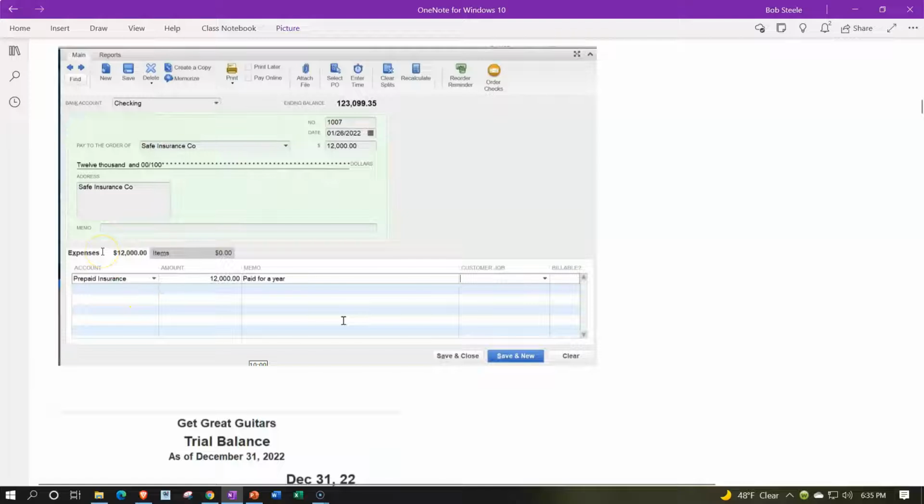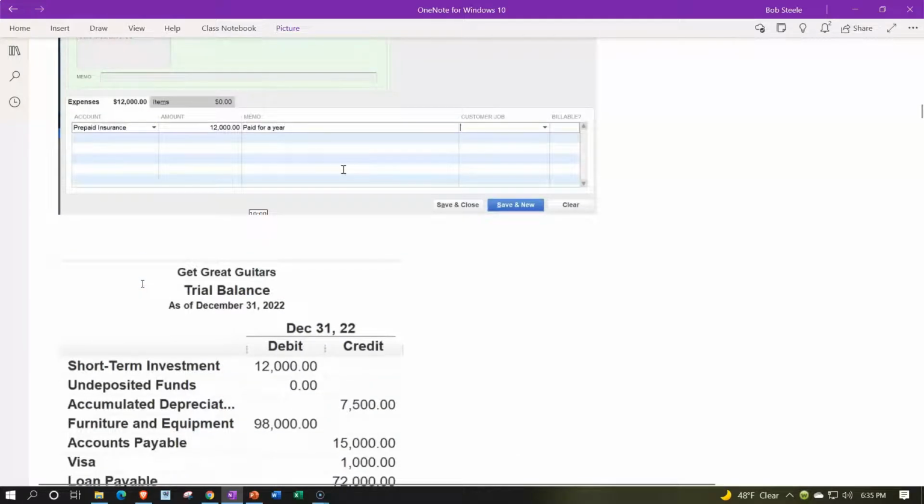Even though it says expenses here, this is not an expense account. It should really just say accounts here as opposed to items, which also track other things like inventory items, but it doesn't. It says expenses, but it's not an expense. It's an asset because it's going into prepaid insurance, which is an asset.